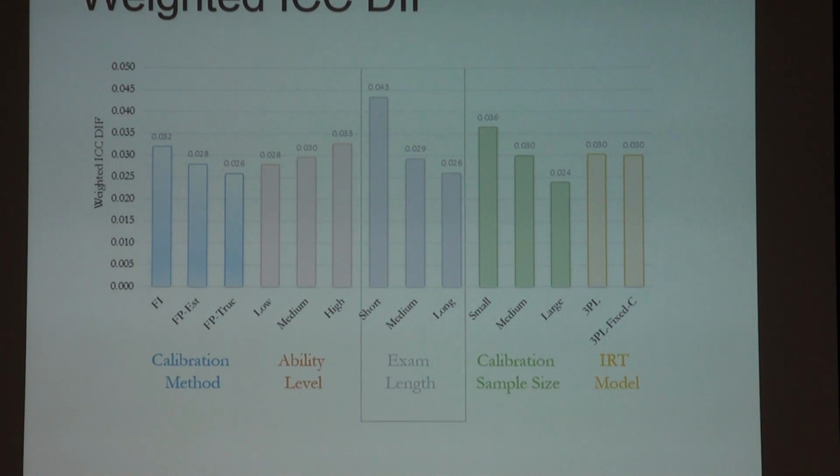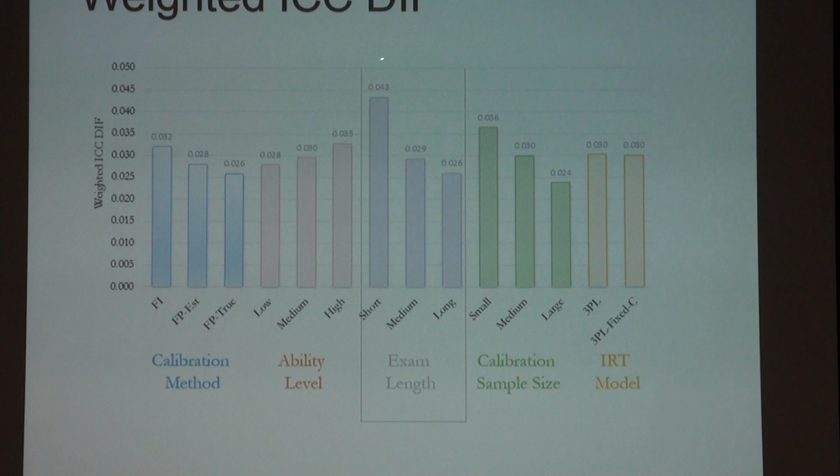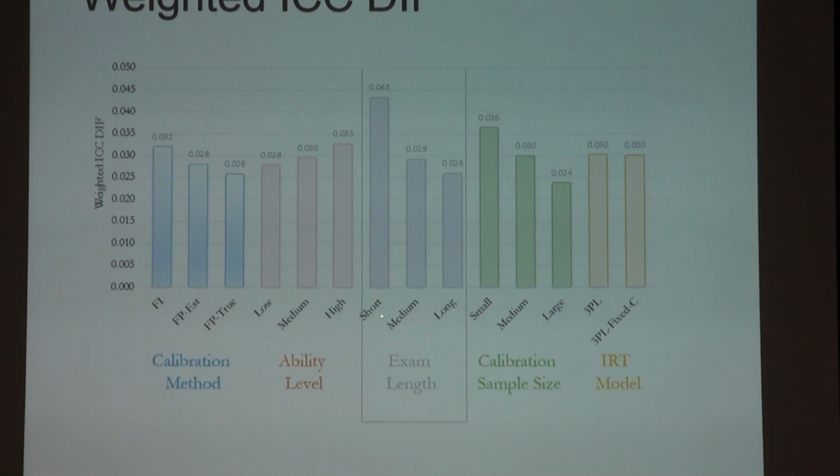So when we look at exam length, actually, this is ICC diff. It was computed using both true and estimated item parameters. And then here, shorter exam, although they have a better convergence and stability success rate, it actually shows larger ICC difference than the longer exam.